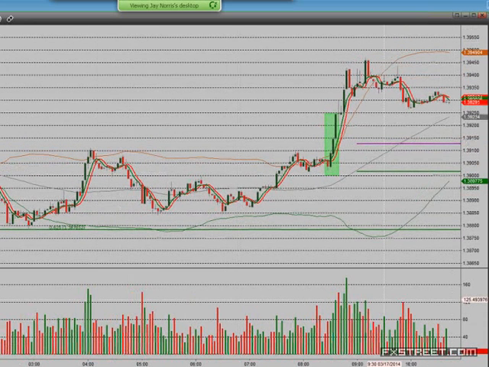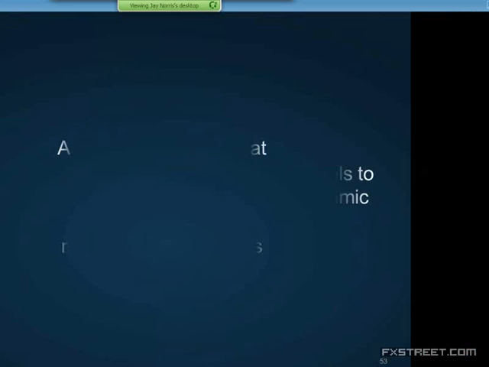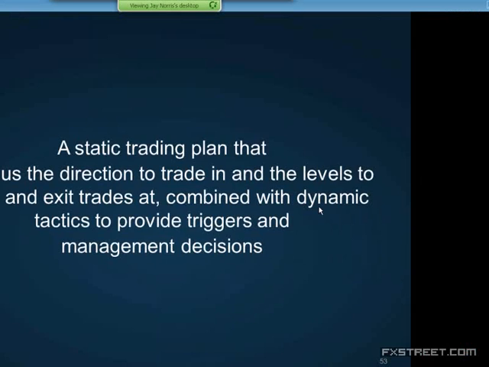So that was an excellent example of combining a static trading plan with dynamic tactics. Dynamic is obviously ongoing. You're constantly measuring change. The one thing you can count on in the markets is change, right?